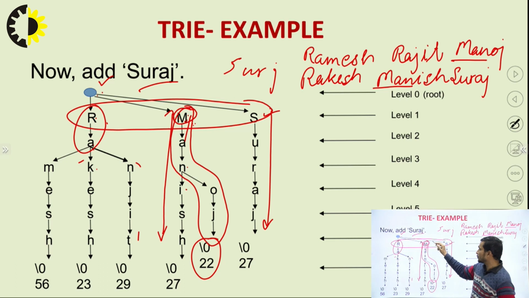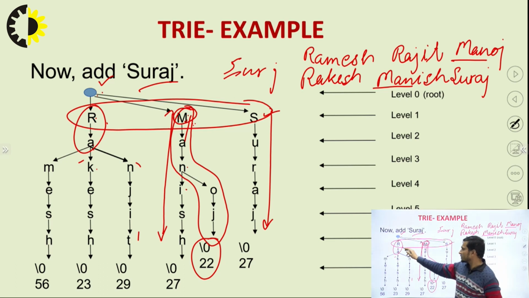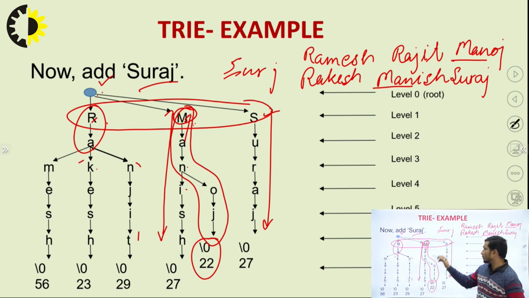Suppose we are going to search Suraj. First we will check whether R is equal to S or not, then whether M is equal to S or not, then whether S is equal to S or not. So here we will find our match, then we can just carry on.